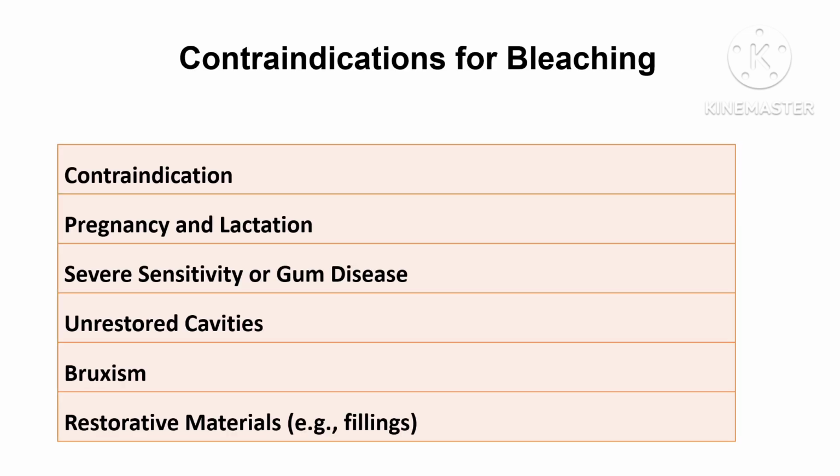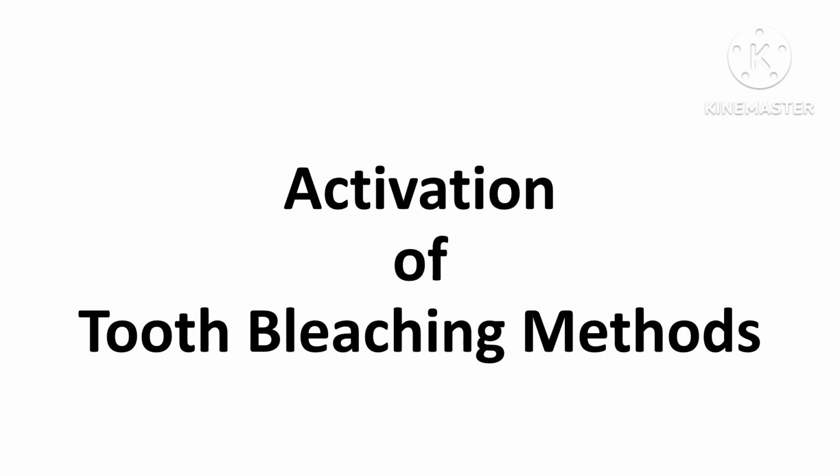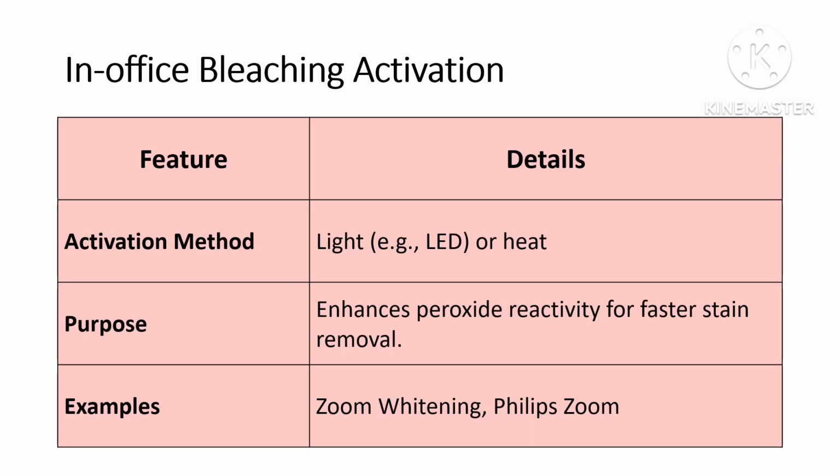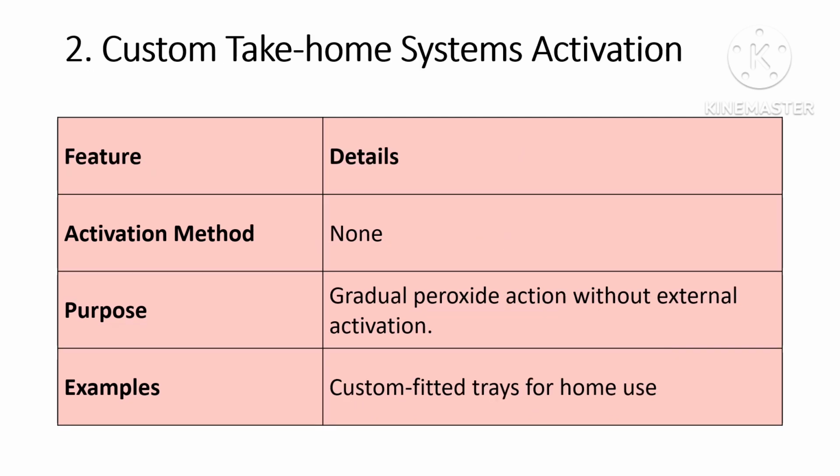Let's go through the various activation methods of tooth bleaching. In the case of in-office bleaching systems, the activation method is light, such as blue LED, or heat, which is commonly used. The purpose is to activate and accelerate the reactivity of hydrogen peroxide, releasing oxygen radicals more quickly, and this speeds up the oxidation process, breaking down the stains faster. Examples of in-office bleaching systems are Zoom Whitening and Philips Zoom, where blue LED light enhances the result in under an hour. The second method, in the case of custom take-home systems, is none.